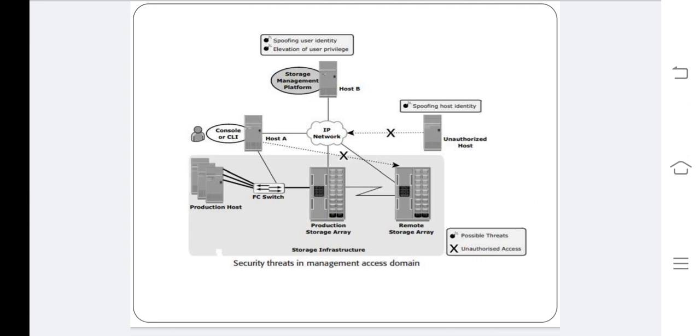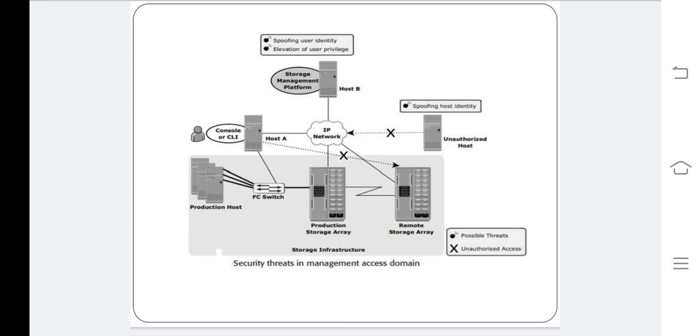In this diagram, it shows a storage networking environment in which production hosts are connected to a SAN fabric and are accessing storage array A, which is connected to storage array B for replication purposes. This configuration has a storage management platform on host B and a monitoring console on host A. All these hosts are interconnected through an IP network.